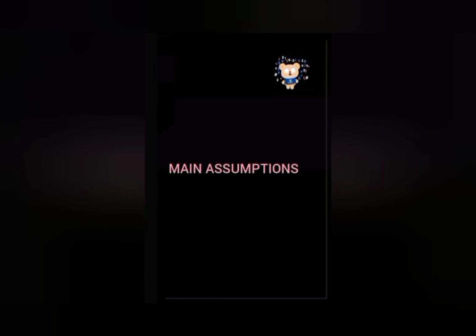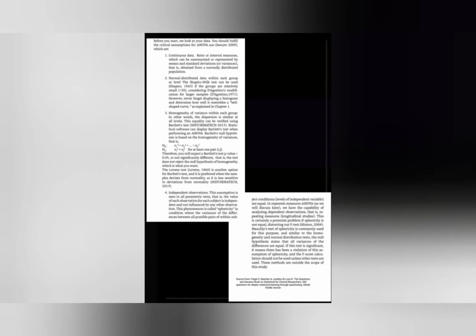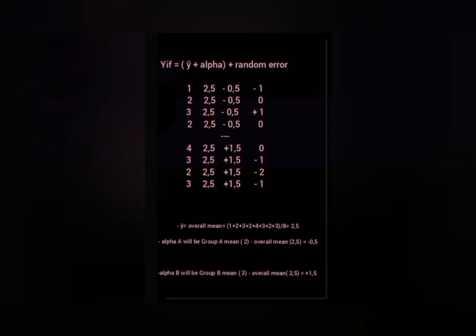Now let's talk about ANOVA. In ANOVA, the assumptions are as follows. In the ANOVA test, we do not use the two groups' means. Here the mean response is broken into a grand mean and two group effects, alpha A and alpha B, hence, the overall mean will be 2.5 hours.